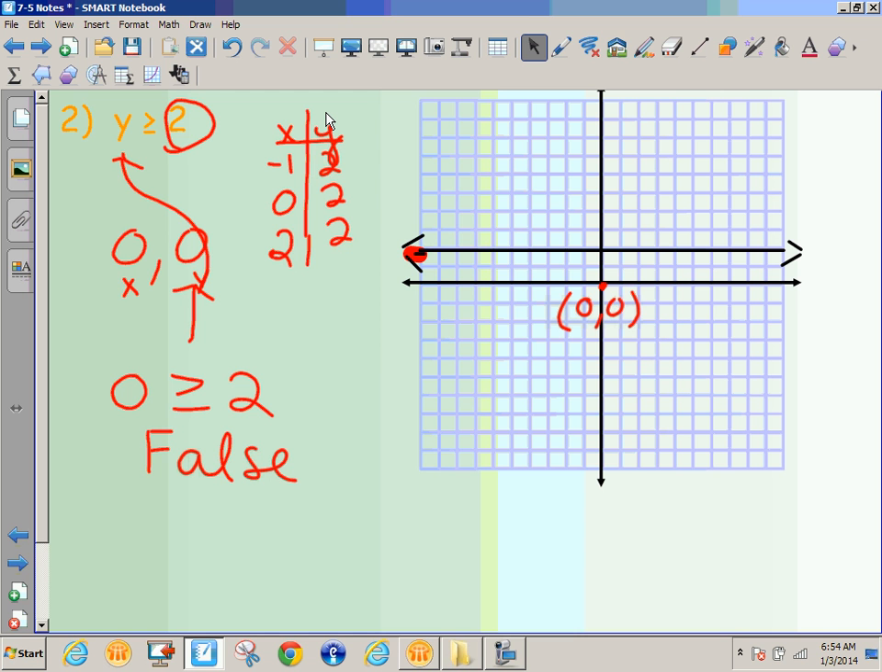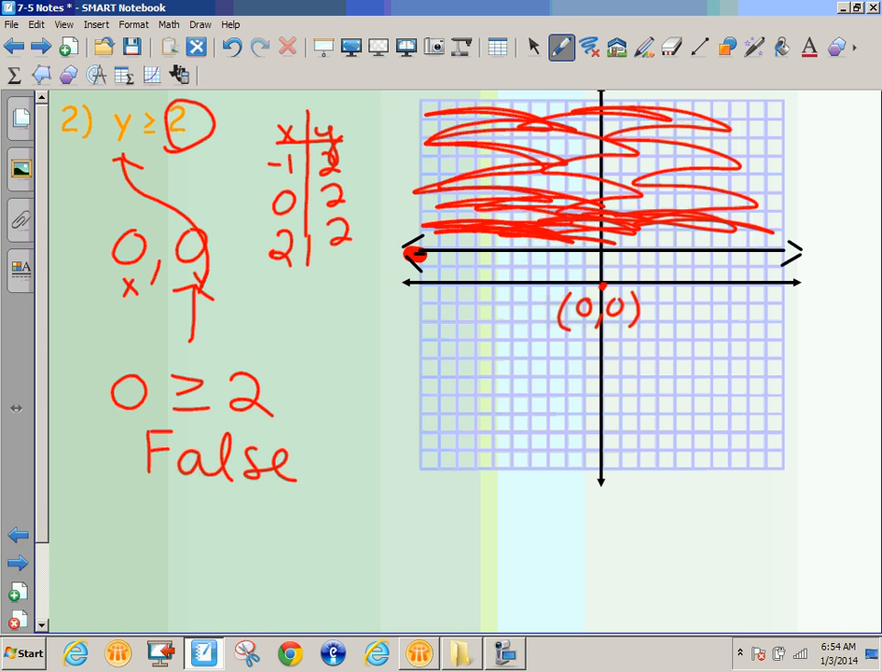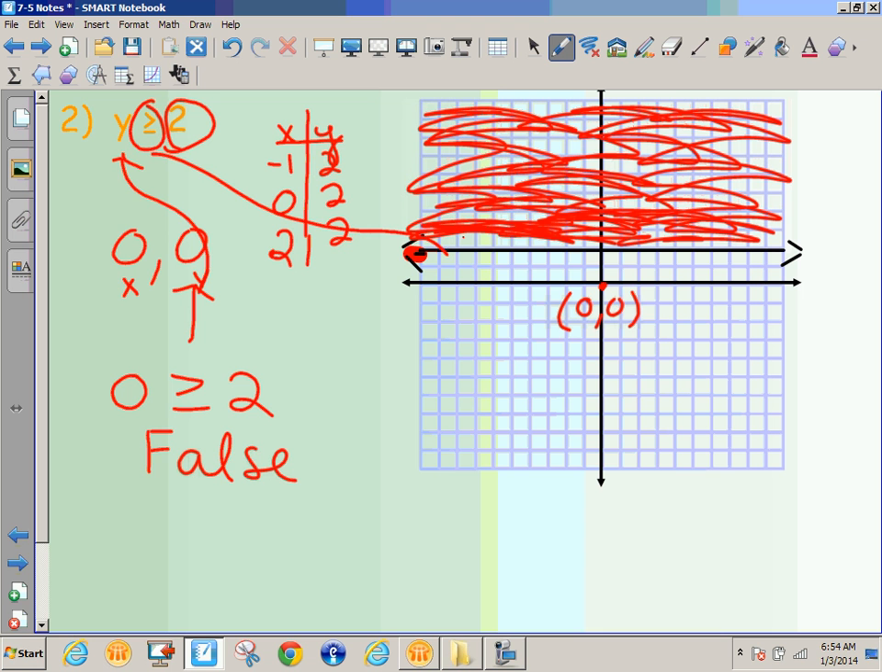I'm going to use highlighter if I can. Oh no, my tools are gone, so I'll just use a pen. And we're going to shade above the line. That tells us that every ordered pair that is above the line is a solution to this inequality. Before we move on, we're going to check. Greater than or equal to tells us it's a solid line. And then we're above the 2, which would be a solution to this statement.